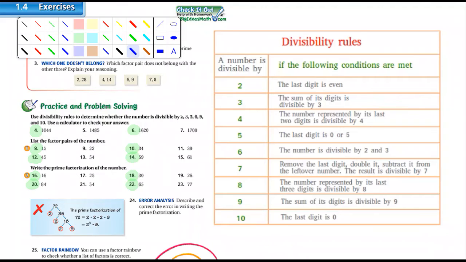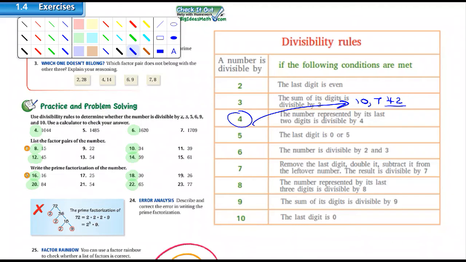All right, for 4, the number represented by the last 2 digits is divisible by 4. So again, you could have a really large number, 10,742. Whoops, I wrote that in the wrong place. So we're talking about the 4s here, okay? It says, look at the last 2 digits. Can 42 be divided by 4?